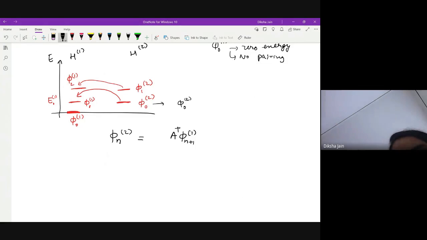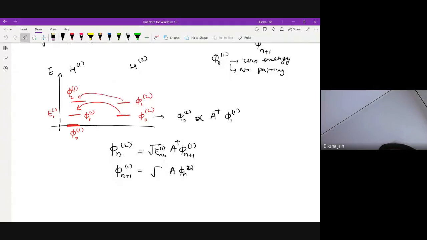Okay, I have written opposite on my notes. So phi 0 of 2 should be proportional to A dagger times phi 1 of 1. I'm using some normalization, En plus 1 of 1. And then phi n plus 1 of 1 is related to A times phi n of 2. So from the states of Hamiltonian H1, you apply A to get the states of Hamiltonian H2.